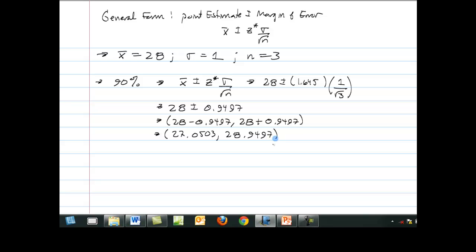28.9497. So what I can say here is I'm 90% confident that of all the confidence intervals that I could build from a sample of size 3 from this population, 90% of them will capture the true mean, and I hope that this one does capture the true mean. So you can't say I'm 90% confident the true mean is between 27 and almost 29 here, but what you can say is I'm 90% confident that this interval captures the true mean. Kind of a little bit different interpretation.